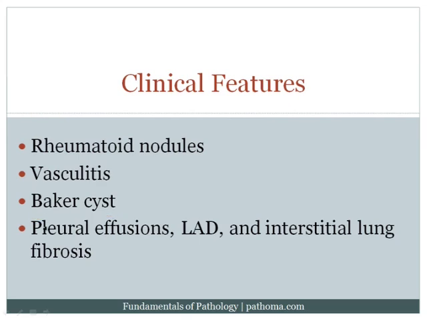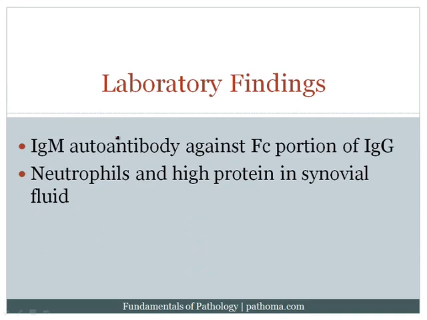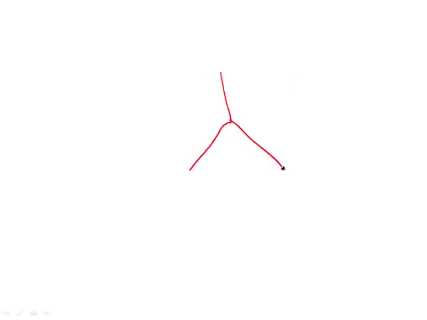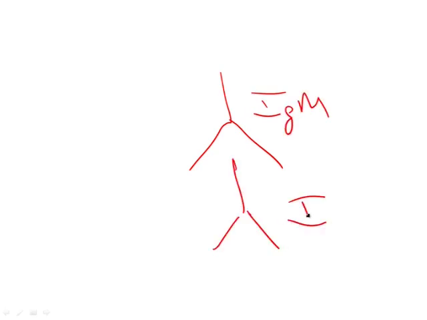And then they can develop additional systemic signs, including pleural effusions, lymphadenopathy, which refers to enlargement of the lymph nodes, and interstitial lung fibrosis. The laboratory findings are particularly high yield. The most important is that you're going to have an IgM autoantibody against the Fc portion of IgG. This is called rheumatoid factor, and it's important to note for the purposes of board exams that it's going to be an IgM antibody against the Fc portion of IgG. And again, this is the Fc portion, and that's particularly high yield.